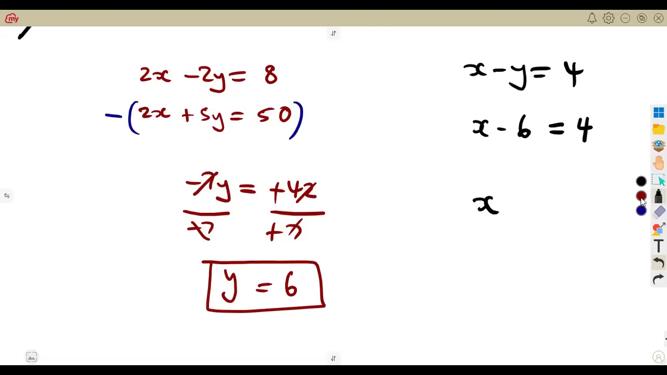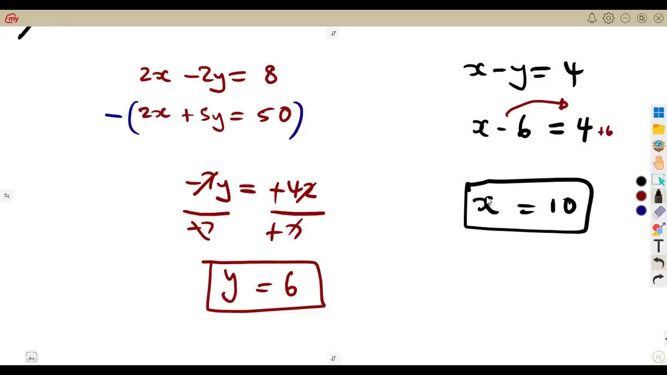So what is the value of x? Transpose the minus 6 to the other side, it becomes a positive 6 there. So that's 4 plus 6, which is what? Which is equivalent to 10. So that is the value of x that we are going to have.